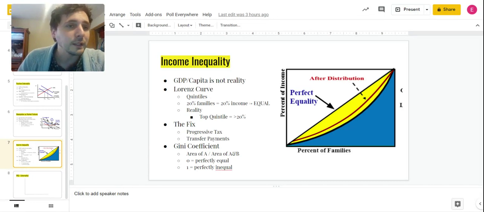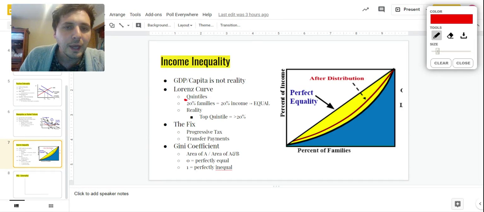It's not reality. In reality, the upper quintile, or a small percentage of our population, owns a very large percentage of income. That unequal distribution of our income is considered a market failure. We use the Lorenz curve in order to describe and explain this.